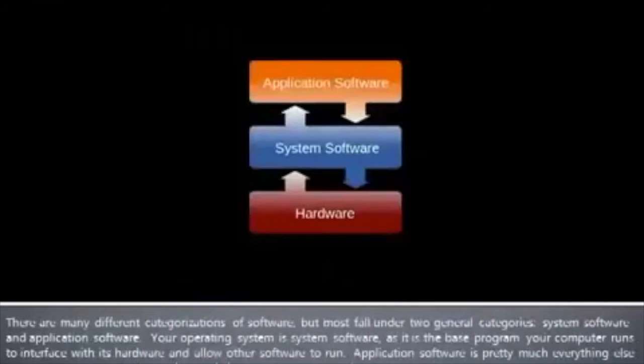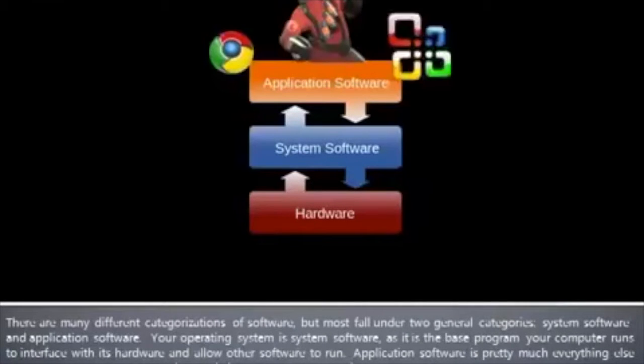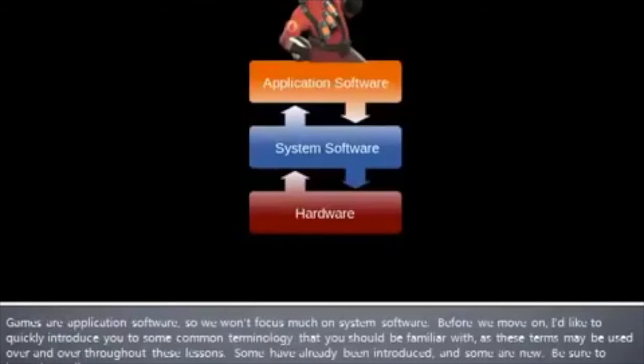There are many different categorizations of software, but most fall under 2 general categories: system software and application software. Your operating system is system software, as it is the base program your computer runs to interface with its hardware and allow other software to run. Application software is pretty much everything else you run on your computer, such as web browsers, games, and word processors. Games are application software, so we won't focus much on system software.